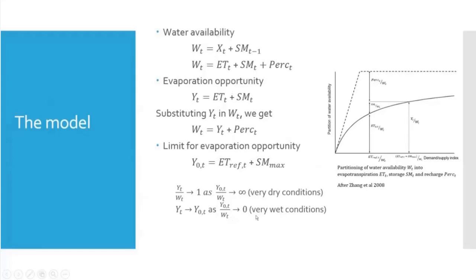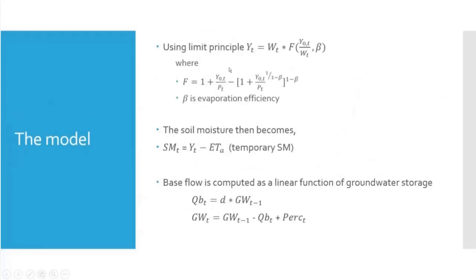So again, using the same principle, we can calculate the evapotranspiration opportunity from the water availability, which will be the water availability times the F, which is a function of the limit of the evapotranspiration to water availability, and the parameter which I indicated here as a beta. And beta is evapotranspiration efficiency. In their model, because they don't know the evapotranspiration, they compute evapotranspiration, and then they compute this evapotranspiration efficiency.